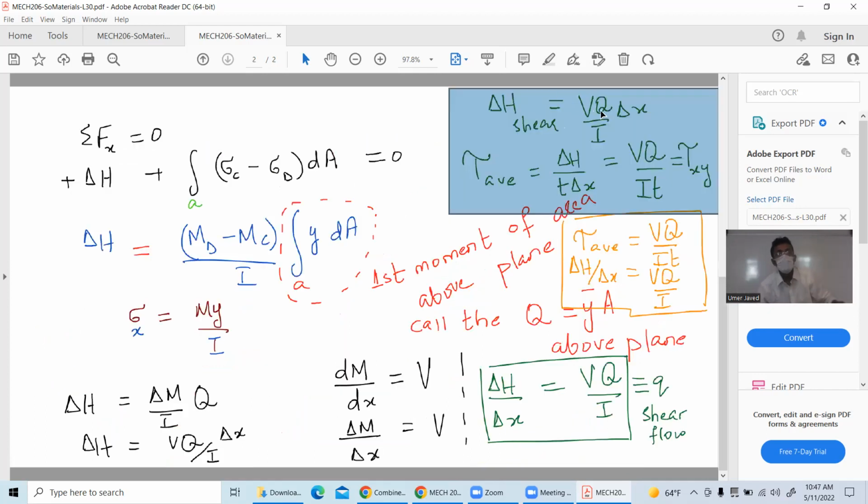Okay, that's the V. You multiply with some Q. I will explain what is Q. You divide by the moment of inertia of the cross section. Good. And then you multiply with delta X. I have to explain the Q. So this Q is, if you see, I wrote here somewhere, I don't know. Q is equal to integral y dA. Yeah, Q is equal to y bar A, first moment of area above the plane.